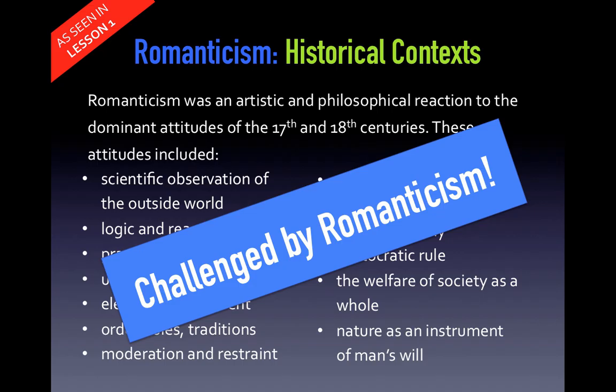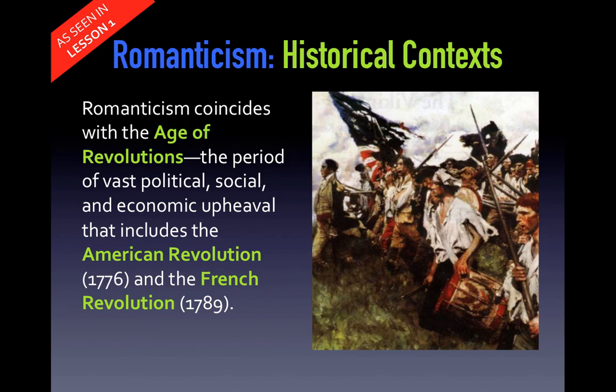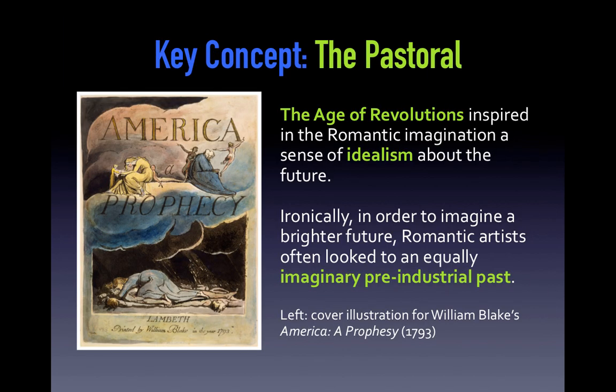You will recall from Lesson 1 that the Romantic movement questions much of what was valued in the previous few centuries. You will also recall that the Romantic movement coincides with the Age of Revolutions. The Age of Revolutions inspired in the Romantic imagination a sense of idealism about the future. Ironically, in order to imagine a brighter future, Romantic artists often look to an equally imaginary pre-industrial past.